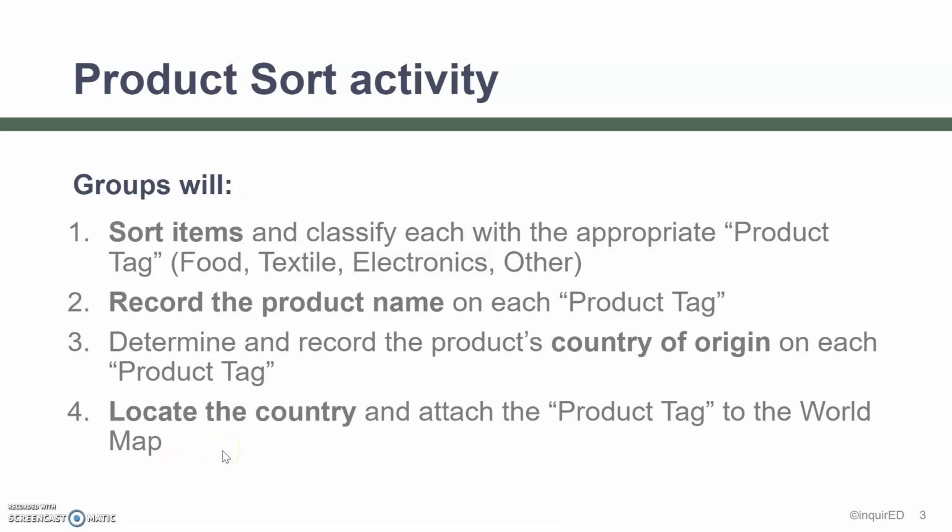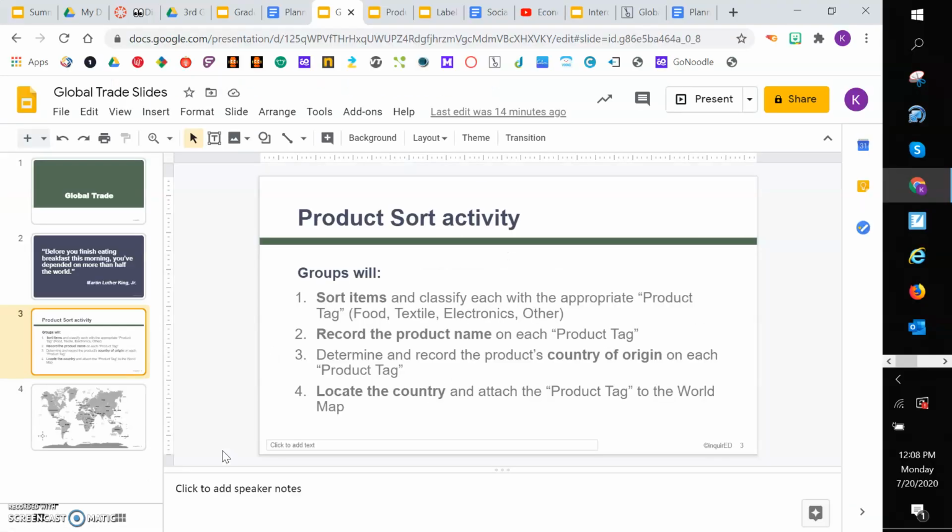We're going to do what's called a product sort activity. You're going to sort items and classify them based on whether they're a food, a textile, which means clothing, or an electronic. If you have something that doesn't fit into food, clothing, or electronics in your house, you can put it in the fourth category, which is called other. Then you're going to write down what the item is on a product tag. And then you're going to find out where that item is from, what country it is from. The last step will be to locate that country and attach the product tag to the world map. Now, a lot of steps, but I'm going to show you exactly what to do, so don't panic, okay?